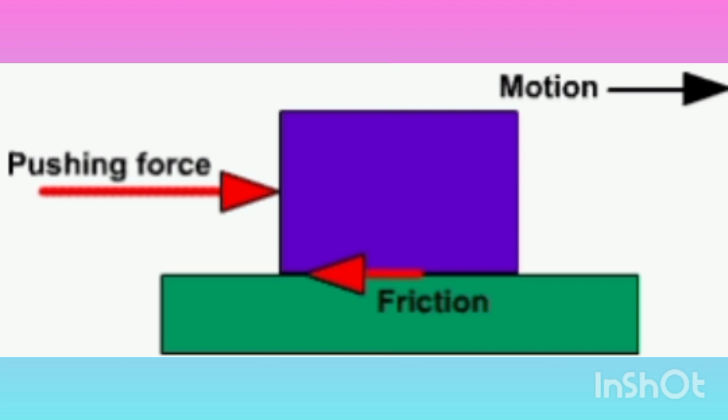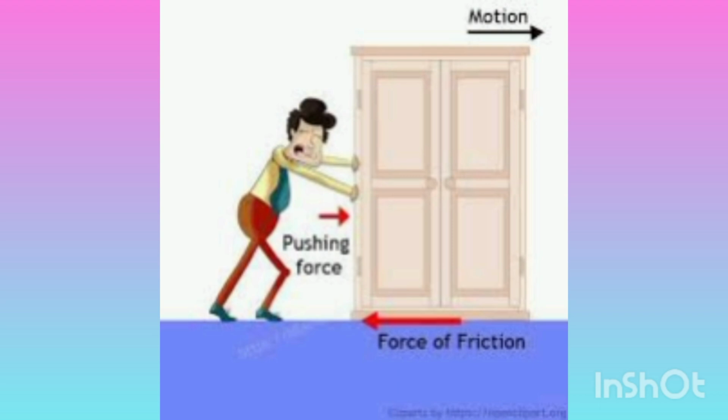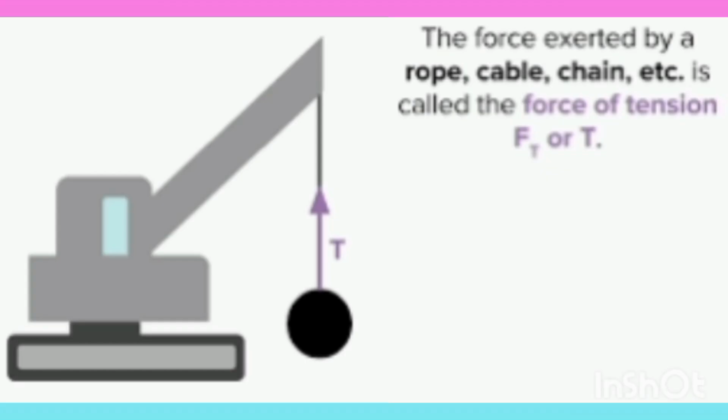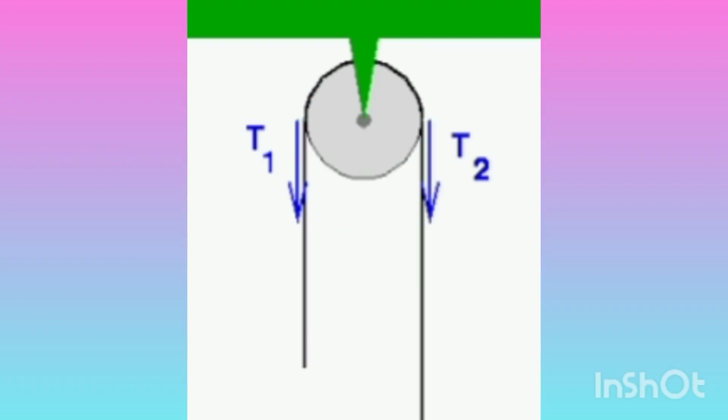Third force, sometimes, may be the force of friction. If the block is kept on a certain rough surface, then we have to mark the force of friction. Also, if there is a rope or string involved, we have to see the force of tension. So these are the forces which generally come into play in drawing a free body diagram.